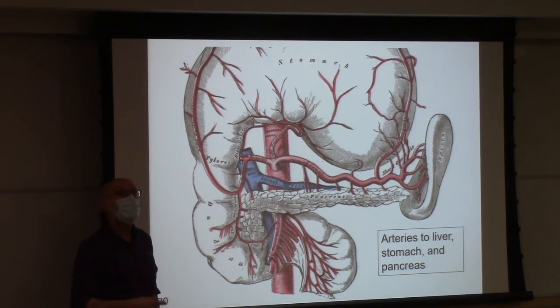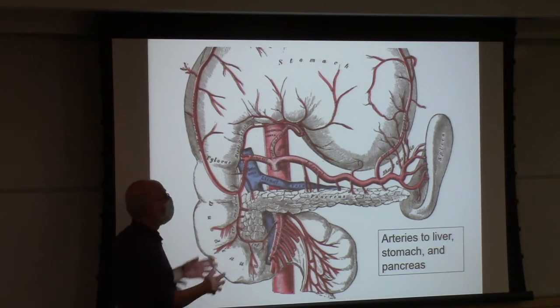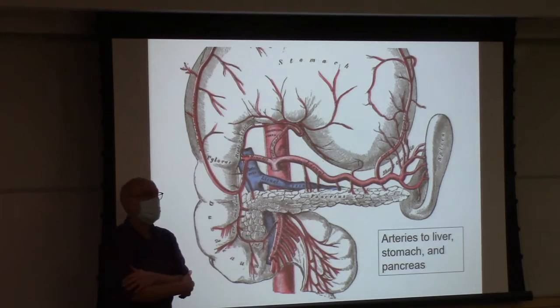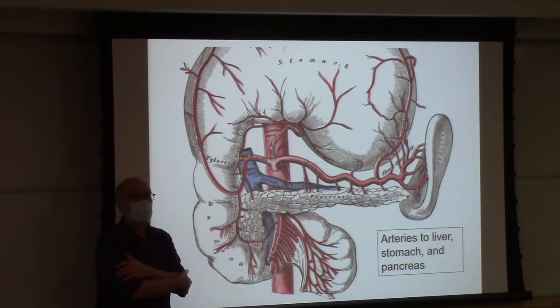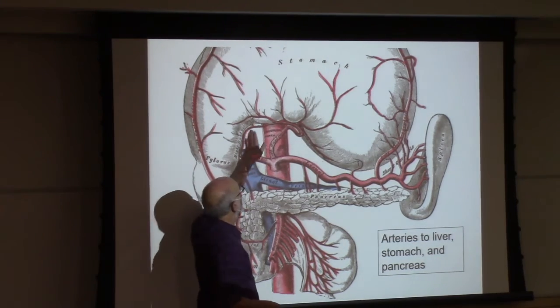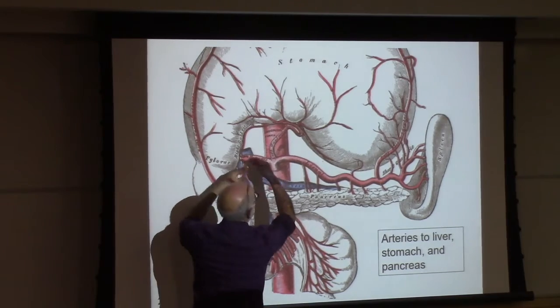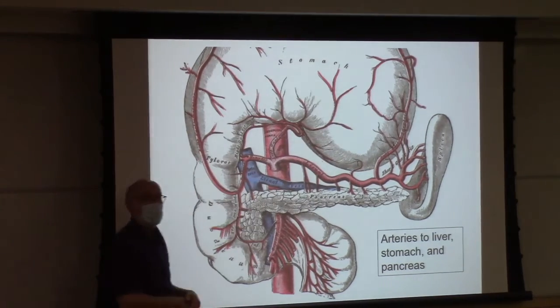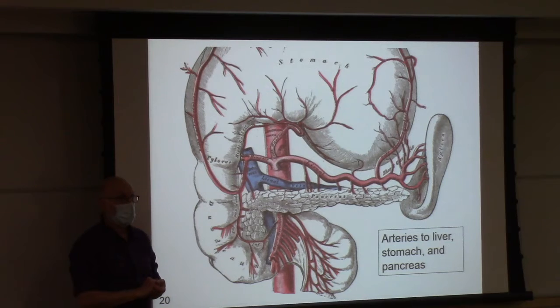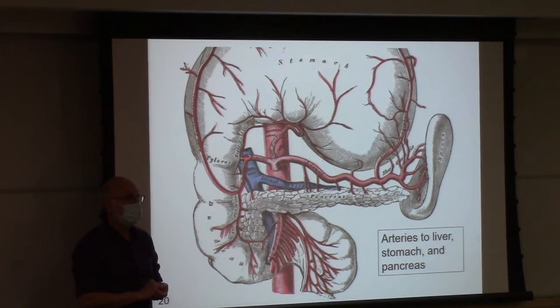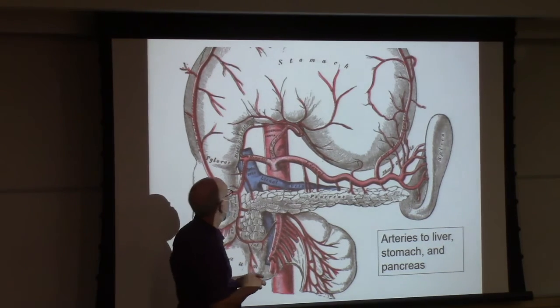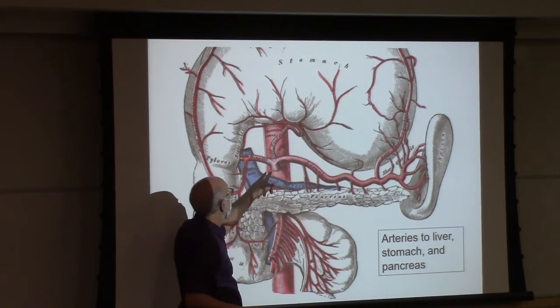Okay, so I do want you to know these anatomical details of blood flow to the lesser curvature and the greater curvature of the stomach. The last two are for the greater curvature.